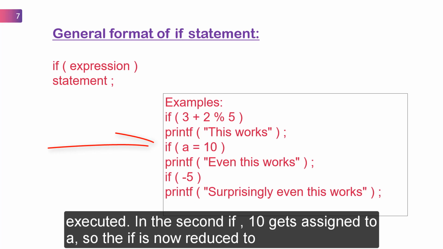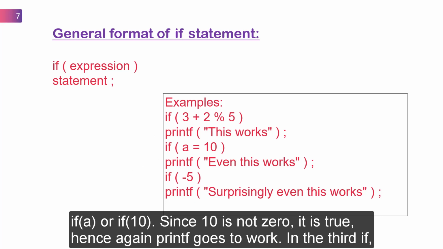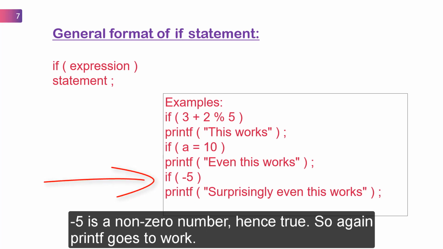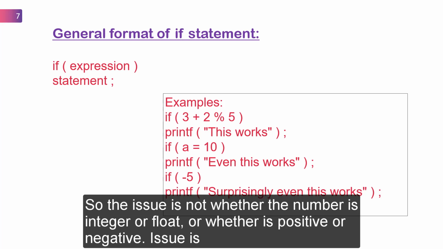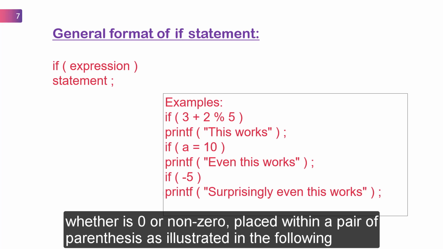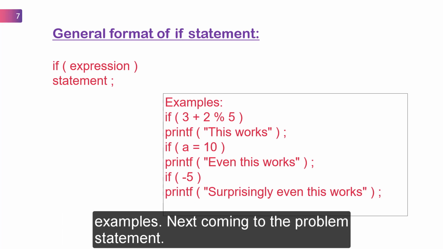In the second if, 10 gets assigned to A, so the if is now reduced to if of A, or if of 10. Since 10 is not 0, it is true, hence again printf goes to work. In the third if, minus 5 is a non-zero number, hence true, so again printf goes to work. So the issue is not whether the number is integer or float, or whether it is positive or negative. The issue is whether it is 0 or non-zero, placed within a pair of parentheses as illustrated in the following examples.